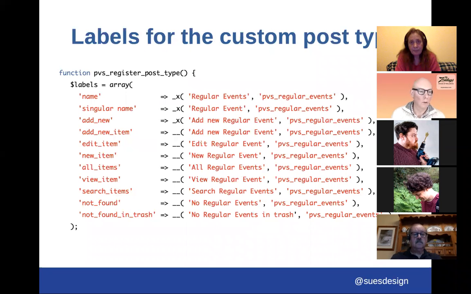So you're going to need some labels for your custom post type, and what they do is that in the admin area, you're going to want to have settings for being able to add new, whatever your custom post type is, and edit it. You're going to want the name for it, singular name, and so on.